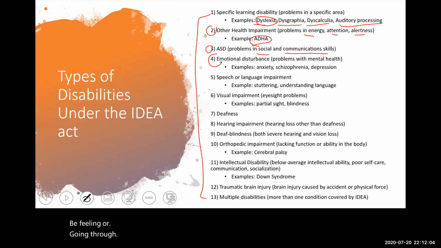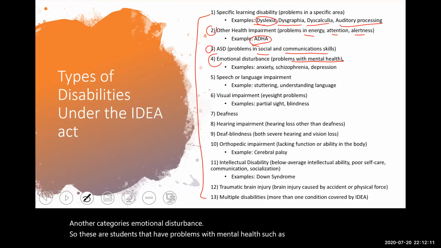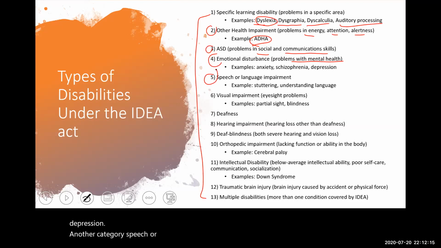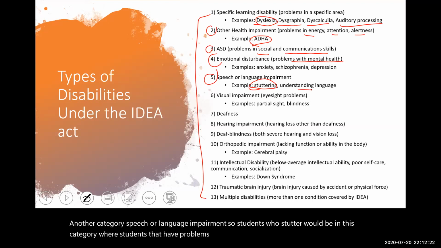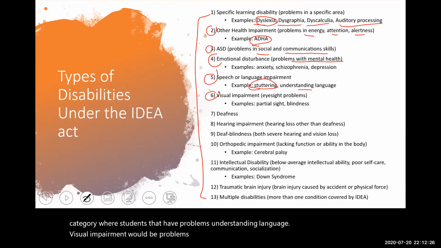Another category is emotional disturbance. So these are students that have problems with mental health, such as anxiety, schizophrenia, and depression. Another category is speech or language impairment. So students who stutter would be in this category, or students that have problems understanding language. Visual impairment would be problems with eyesight. This includes both people who are completely blind and those who have partial blindness or partial problems with their sight.